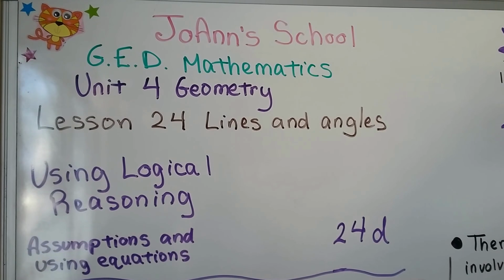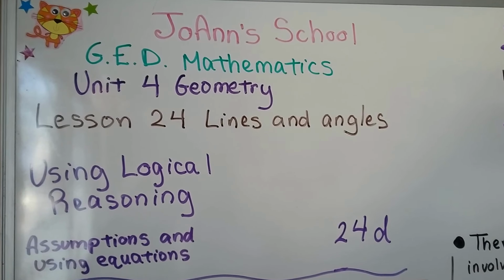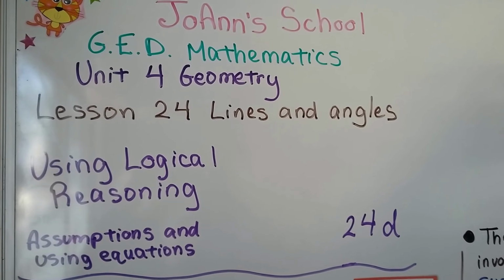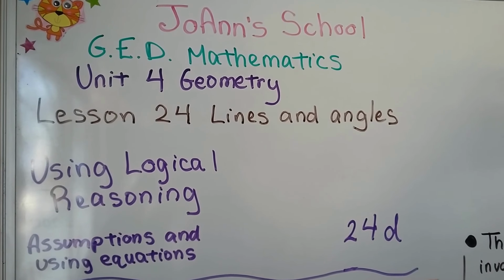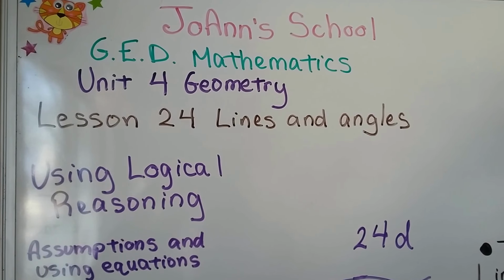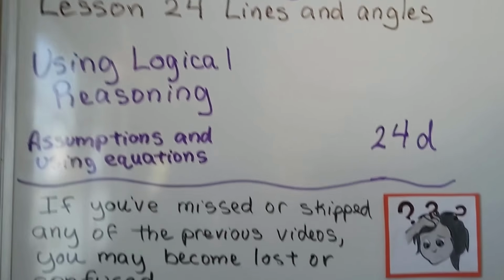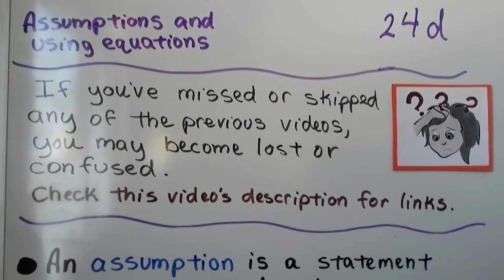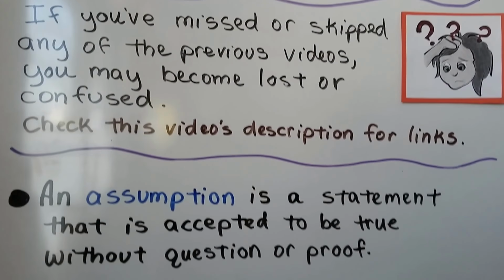We're on our last video for lesson 24 about lines and angles. We're going to be talking about using logical reasoning, assumptions, and using equations to find angle measures. This is 24D. And of course, I've got the other ones linked in the description to help you, along with some middle school math videos.